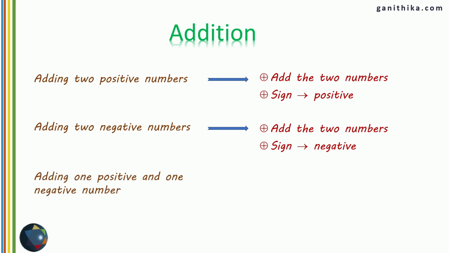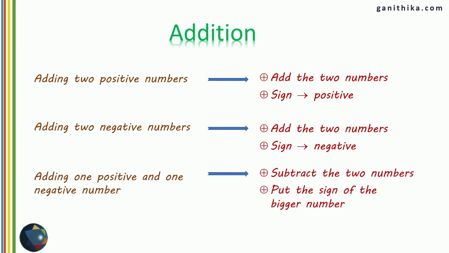When you are adding one positive and one negative number, you have to subtract the two numbers, the bigger number minus the smaller number, without considering the sign of the numbers. But you have to put the sign of the bigger number in the answer. So I hope you understood all these things after seeing the examples that we just saw now.